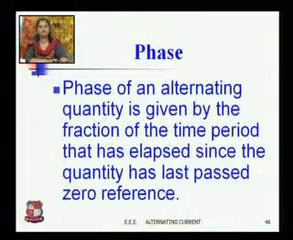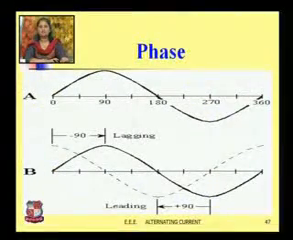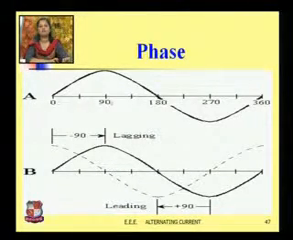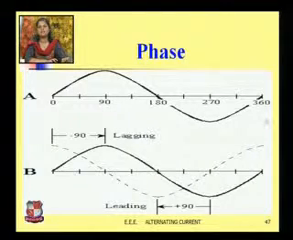Now phase. The phase of an alternating quantity is given by the fraction of the time period that has elapsed since the quantity last passed the zero reference. As shown in the figure, this is our initial value. Your quantity starts from the zero value and you have to find the phase of this quantity at a particular instant. Suppose you have to find the phase of this quantity at 90 degrees. Phase is a fraction of the time period. This is your time period, 0 to 360. Phase is the fraction of the time period.